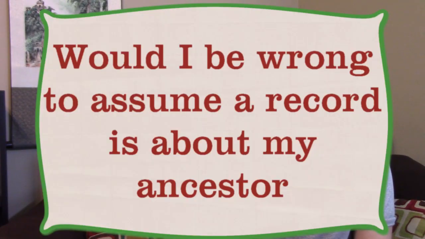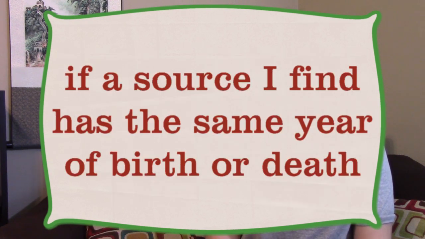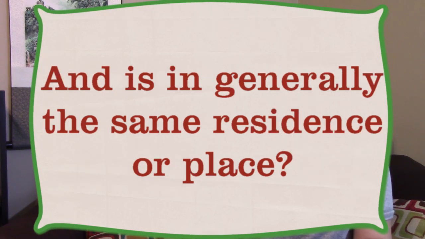Would I be wrong to assume a record is about my ancestor if a source I find has the same year of birth or death and is in generally the same residence or place? Okay, I hope you understand what that means. Somebody does a search online looking for more records about their ancestor, and they're wondering, of all the hints that they find from Ancestry or Find My Past or other websites, how do they know which record belongs to their ancestor? Let's take a look at how to make that determination.